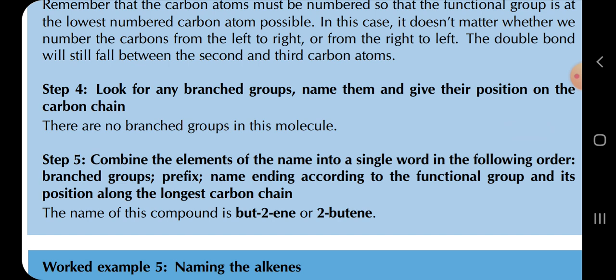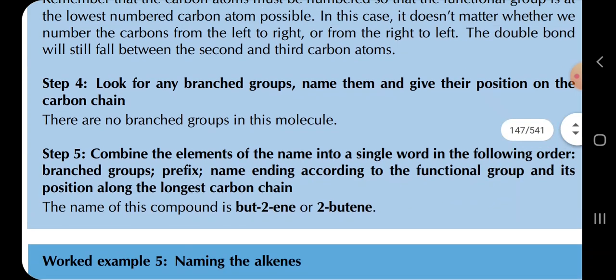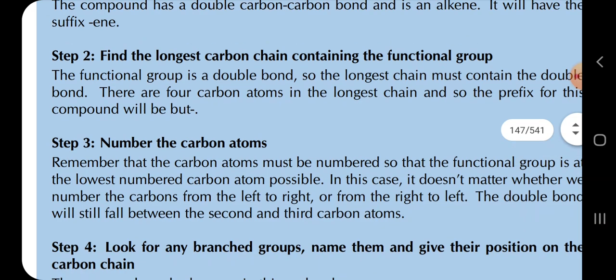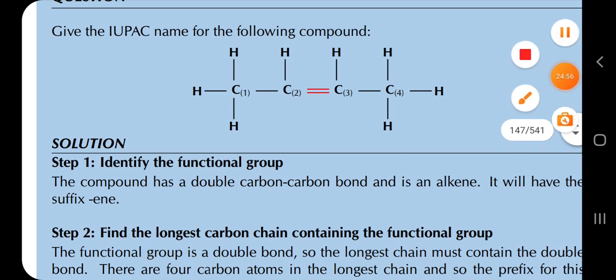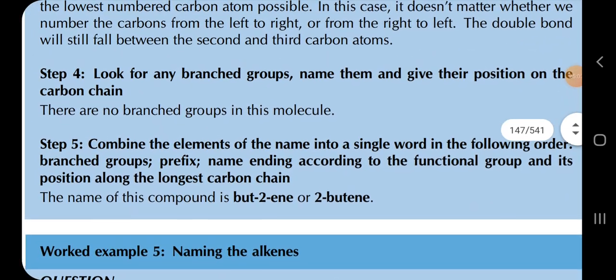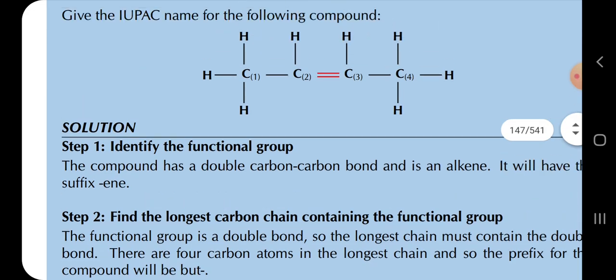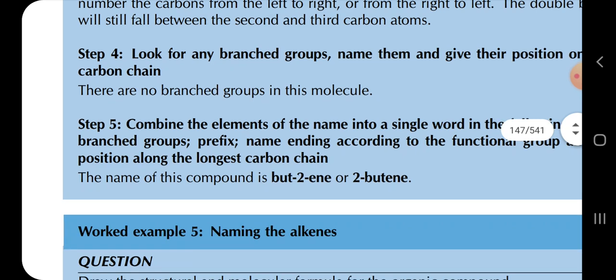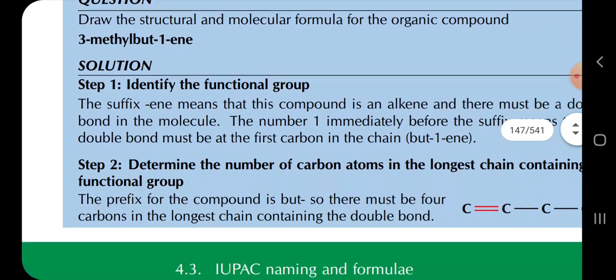First is number 1, branches, and then the prefix, and then the name ending according to the functional group and its position along the longest carbon. As you can see here, we have but for the 4 carbons, and then we have 2 for the double bond, and then we have en for the end of the name because it's an alkene. Or you can still write it as 2-butene. That is how you do it.